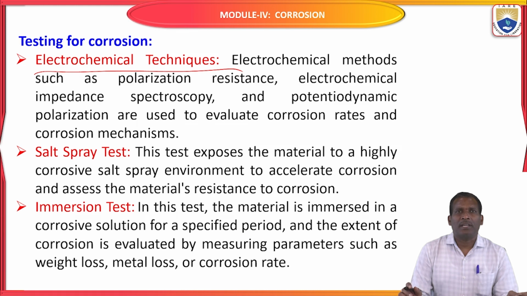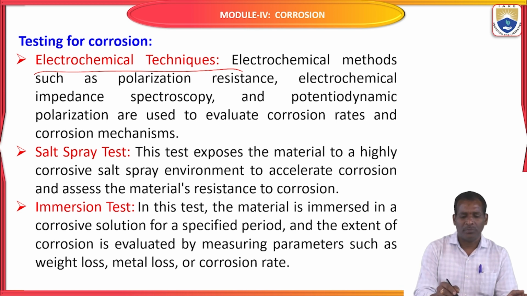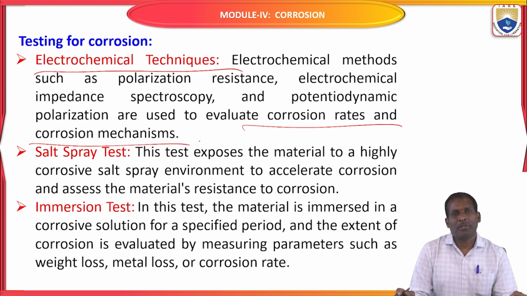Electrochemical methods such as polarization resistance, electrochemical impedance spectroscopy and potentiodynamic polarization are used to evaluate corrosion rates and corrosion mechanisms. We have already studied corrosion mechanisms in previous sessions, and at the same time you can evaluate the corrosion rate maybe using these electrochemical techniques. By using these techniques, you can evaluate the corrosion. All these methods come under testing methods.